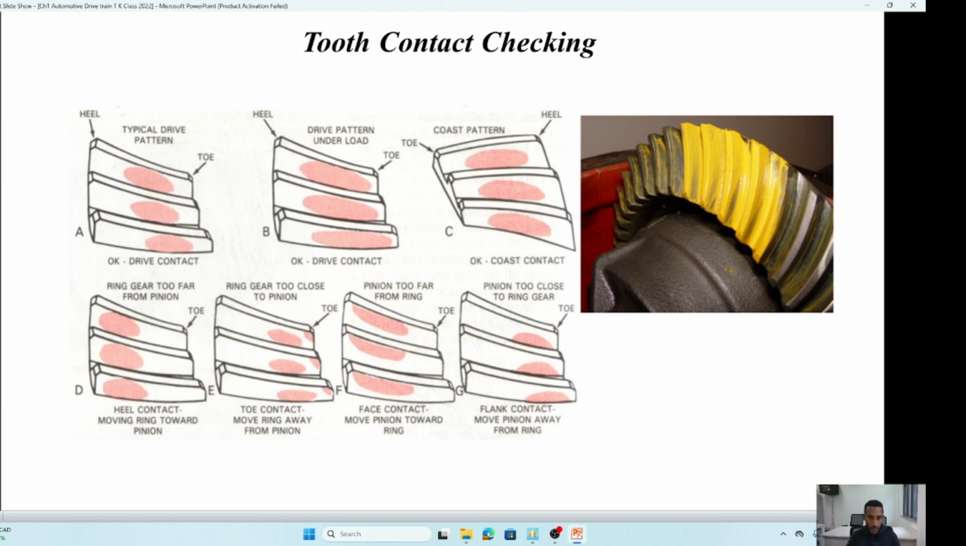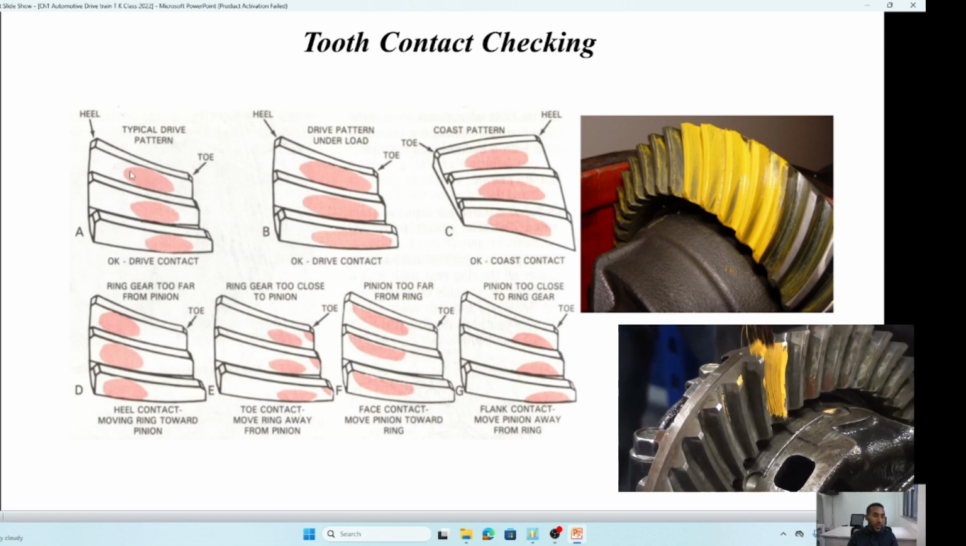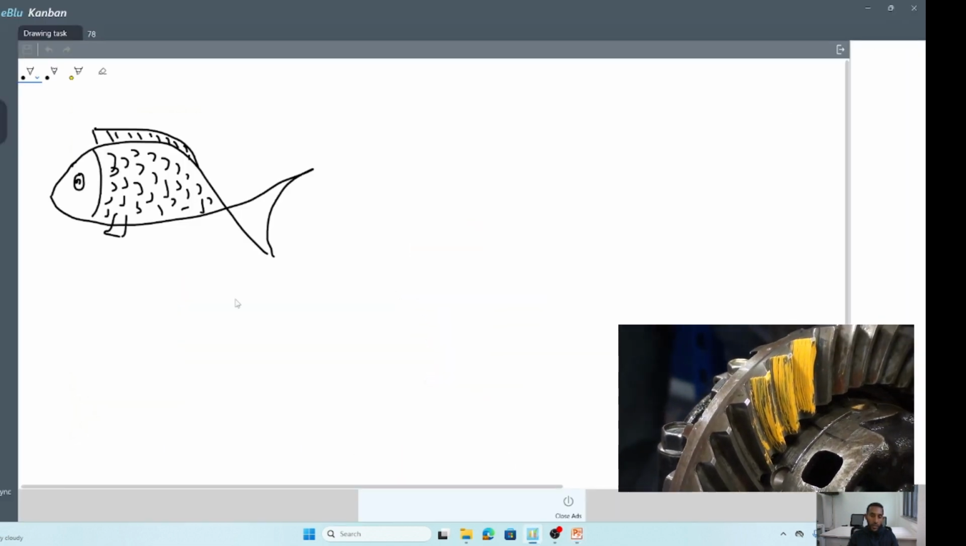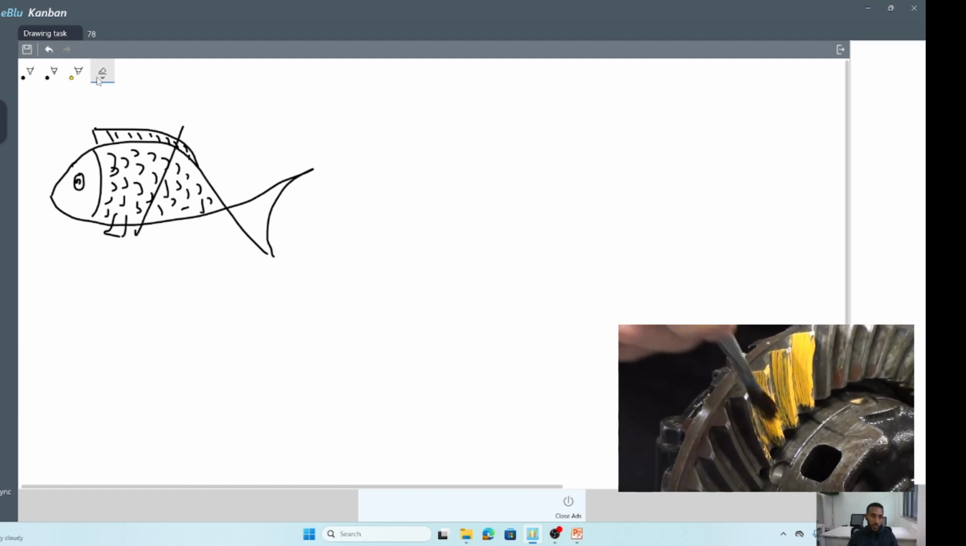Tooth contact checking. When you say tooth contact checking, it means that by this measurement you will assure in which position the gears are mating. For example, let's look at this one. If we observe this gear, the mating gear, let's look with some pictures. Okay?